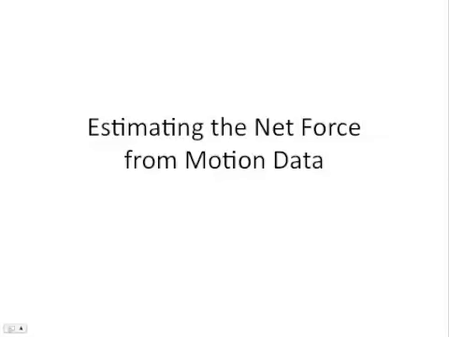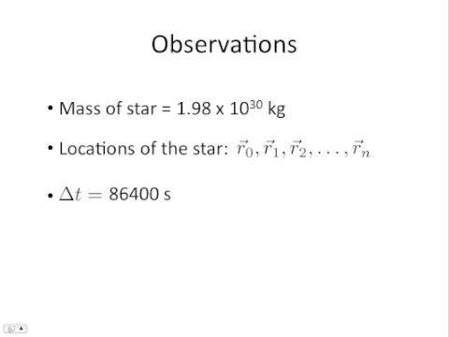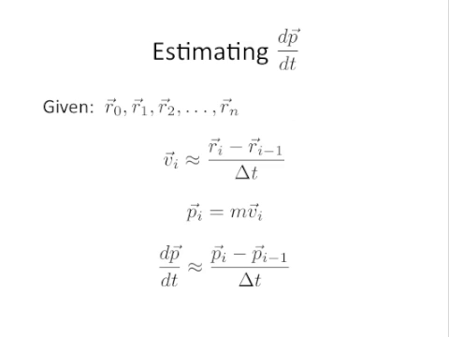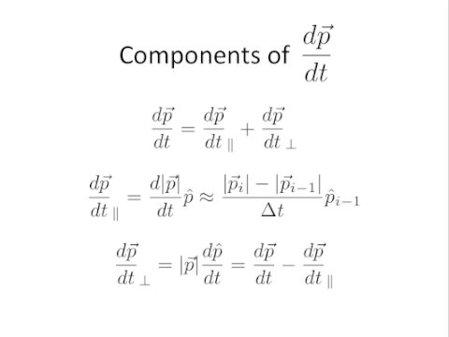In this lab, I used supplied data of the location of a star orbiting a black hole to estimate the net force on the star, and from this I estimated the mass of the black hole. The data that I was given consisted of the mass of the star and the location of the star every 86,400 seconds. I used the observed position of the star to estimate the velocity of the star, and from this to find an estimate of dp/dt, the change in momentum versus time.